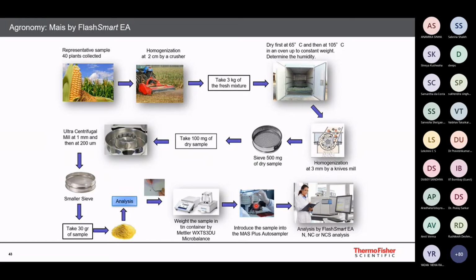In oxygen analysis, we take only 1 milligram of sample weight. If the organic content in your sample is very high, then the sample weight is very small. If the organic content in your sample is low, then we have to increase the weight slightly.